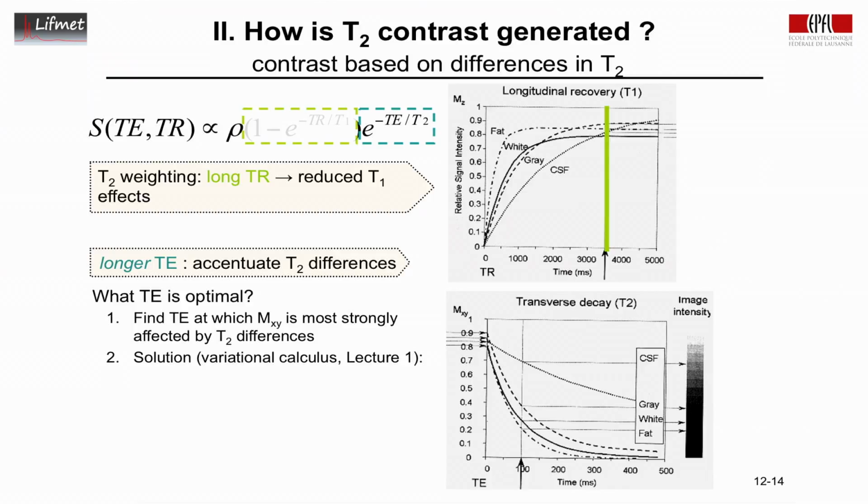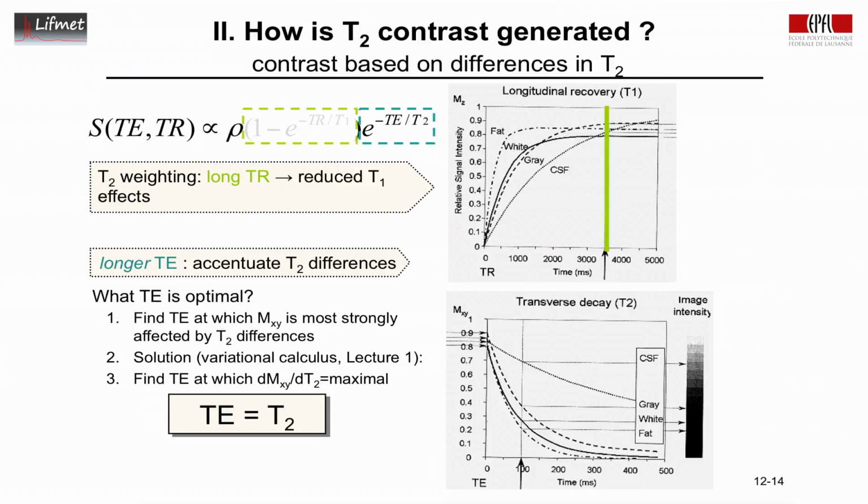Essentially, we calculate the derivative of the transverse magnetization with respect to T2. That tells us how sensitive the transverse magnetization is to changes in T2. And then we want to know at what TE this derivative is maximal. That's the approach. I'm not going to go through the details here, I'm just going to give you the result. The optimum TE here is at the value of T2.